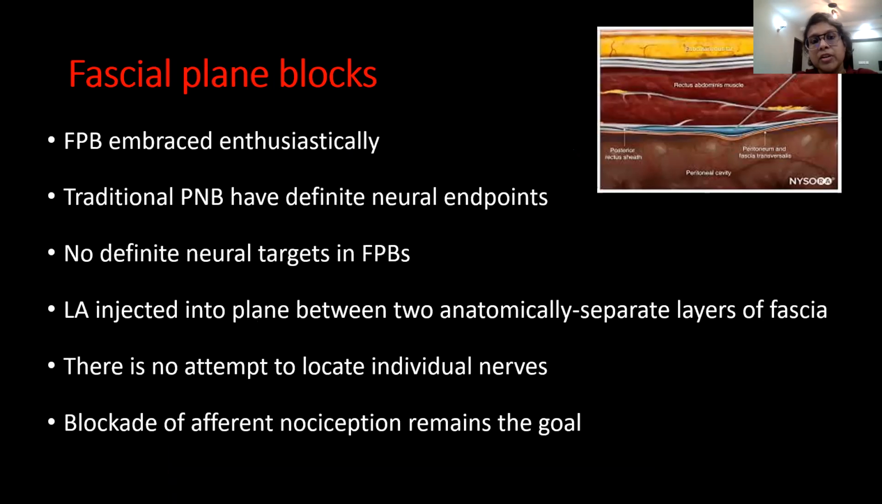In traditional peripheral nerve blocks, we have definite neural endpoints. That is, we see a nerve and try to deposit the local anesthetic as close to the nerve as possible. In facial plane blocks, there are no neural targets. The local anesthetic is simply deposited in a plane between two anatomically separate layers of fascia.